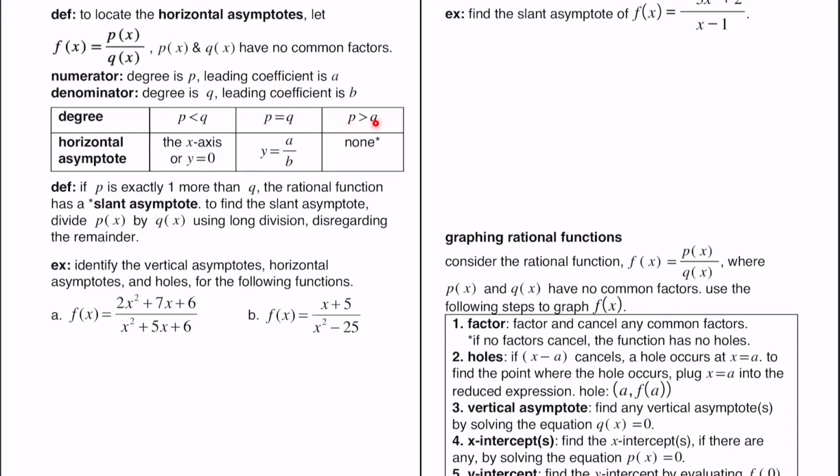If p is greater than q, then the graph has no horizontal asymptote, but I have an asterisk here because if p is exactly 1 more than q, the rational function has what we call a slant asymptote. And then to find the slant asymptote, you divide p by q using long division, and then you disregard the remainder. But we'll go over examples so this will make a little more sense.